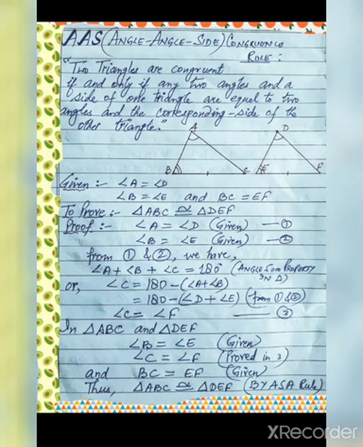Given angle A equals angle D, and angle B equals angle E, right? And also one of the corresponding sides, BC and EF, are given to us as equal. Now we have to prove that triangle ABC and triangle DEF are congruent to each other. Now prove. Angle A equals angle D is given to us, angle B is equal to angle E is also given to us. Now from these two conditions, 1 and 2, we get a conclusion.